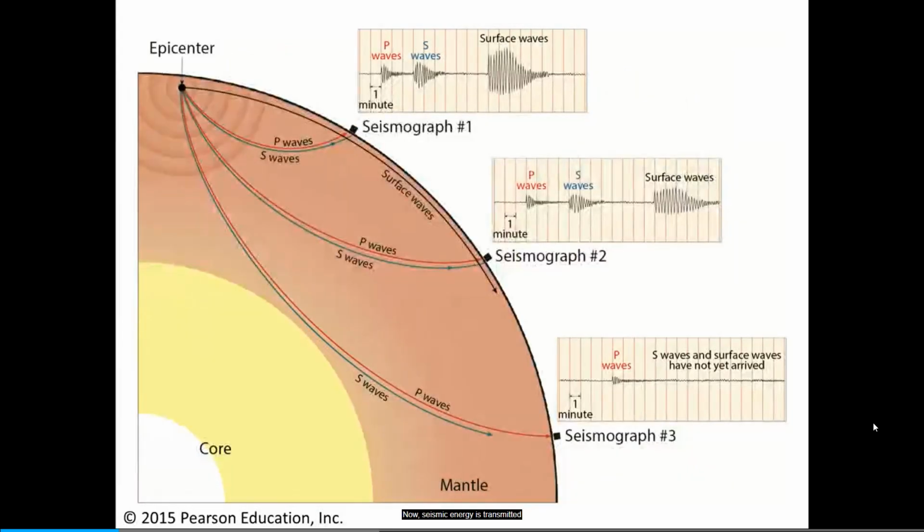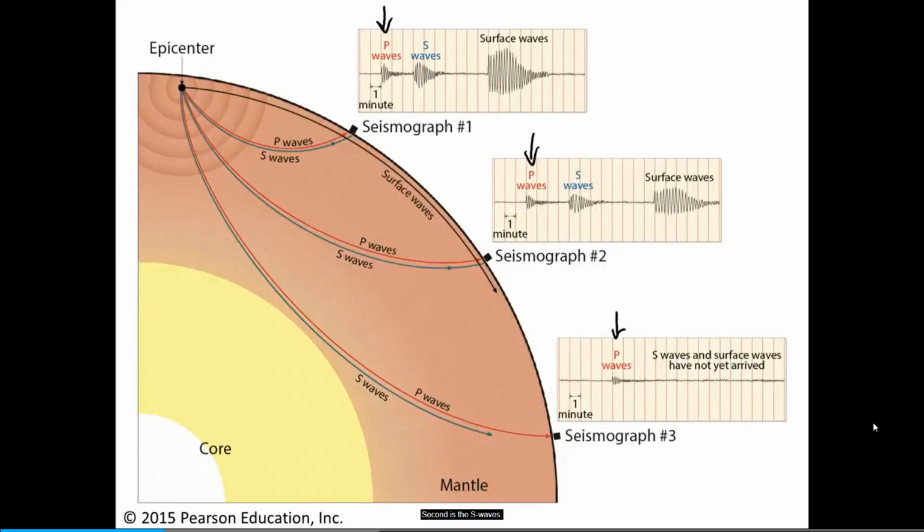Now, seismic energy is transmitted through Earth's interior, and it comes in several flavors. Those are illustrated here in this diagram from your lab manual. You will notice that there are three types of seismic waves, or earthquake waves. The first of those is called a P wave. P waves are compressional waves. They're the very fastest of the different kinds of seismic waves, so they will always show up first, no matter how far away from the earthquake you are.